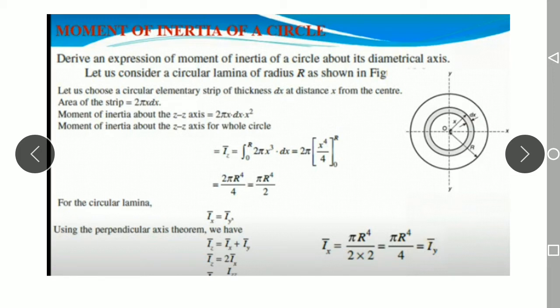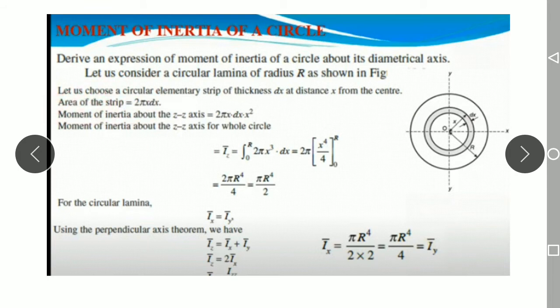Now consider the area of this elementary strip. Since it is a hollow section, you need to consider the perimeter times the thickness as the area. So the area of the elementary strip is the perimeter, 2 pi x, where x is the radius, times dx, where dx is the thickness. This is the area of the hollow strip you have considered.